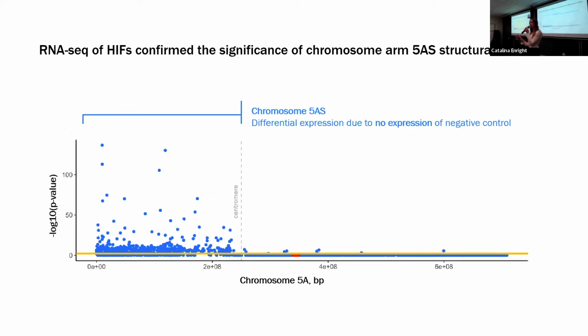We did only see differential expression on our chromosome of interest. So chromosome 5A is on the x-axis, and then differential expression is on the y-axis. So anything above that yellow line, which is our threshold for significance, means the positive and negative control for a given gene had a significant difference in expression. And the majority of the differential expression falls on that short arm. That's actually due to no expression at all from our negative control. So that validated that it was indeed missing in our population.